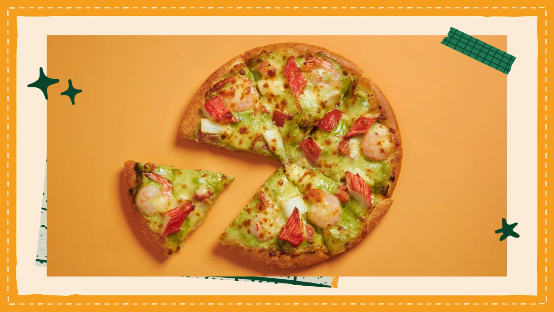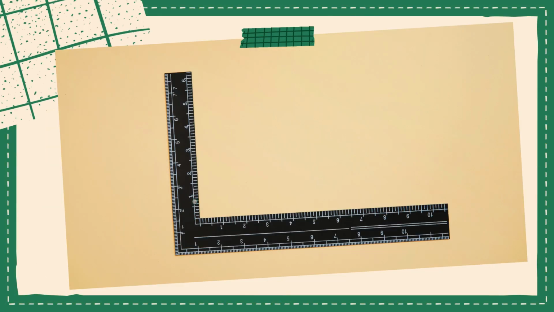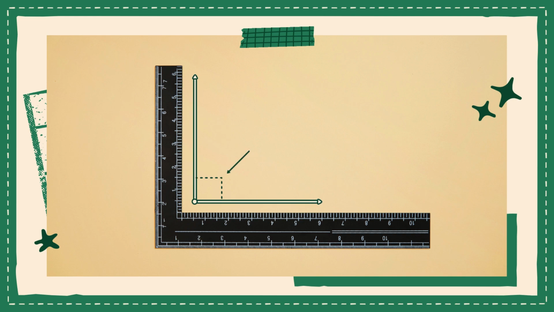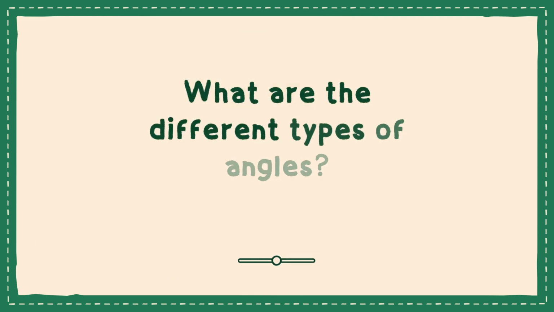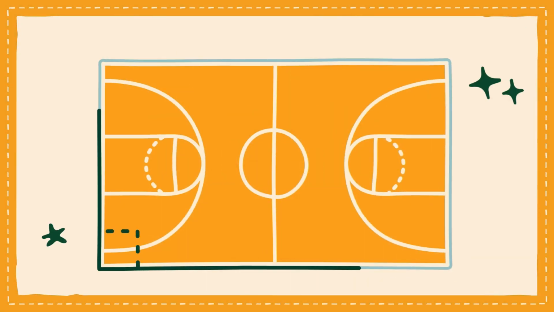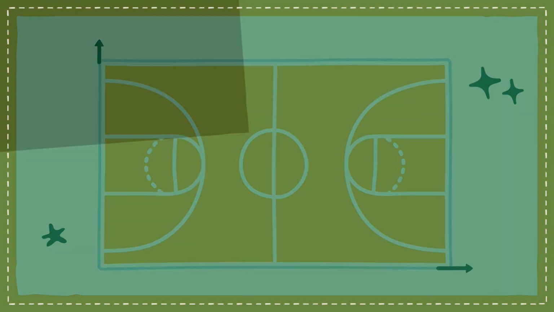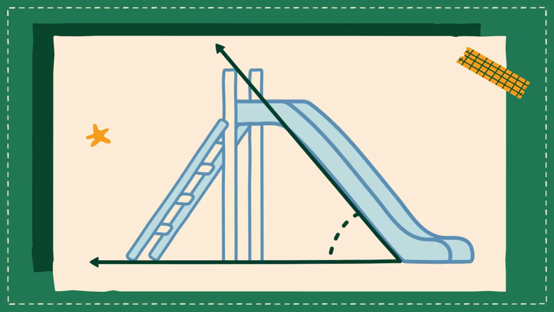What type of angle it is? We will see in this video what are the different types of angles and its usage in real life. A real-life example of a basketball court and kids' play area. What type of angle it represent? Think on it.